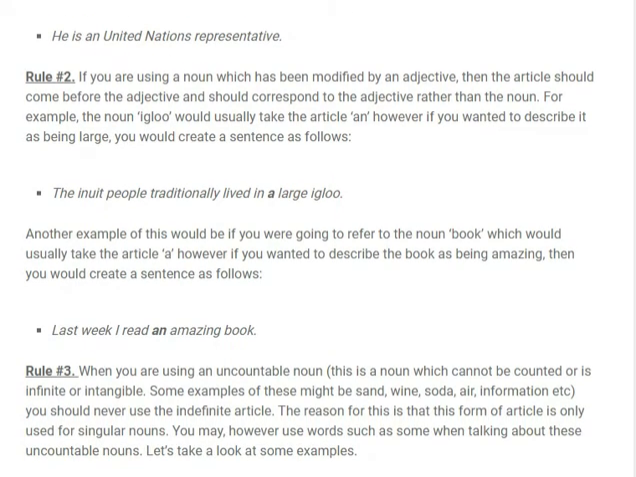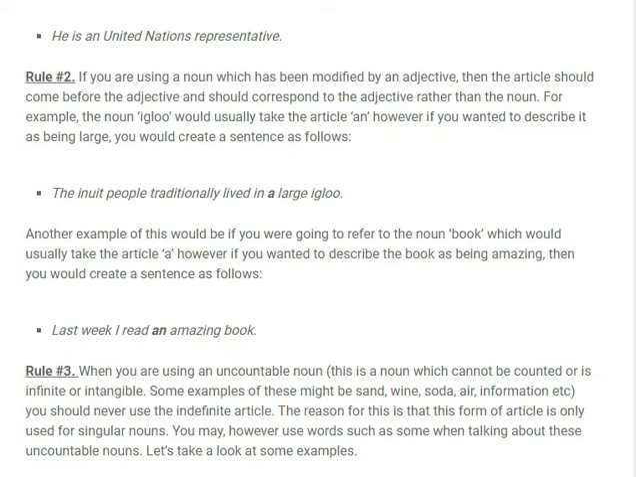The rule number 2, if you are using a noun which has been modified by an adjective, then the article should come before the adjective and should correspond to the adjective rather than the noun. For example, the noun igloo would usually take the article an. However, if you wanted to describe it as being large, you would create a sentence as follows. The Inuit people traditionally live in a large igloo.